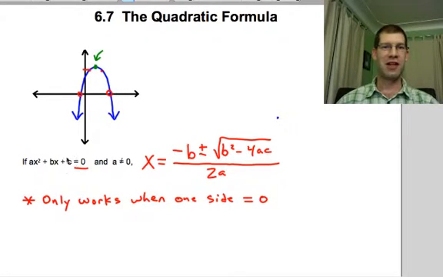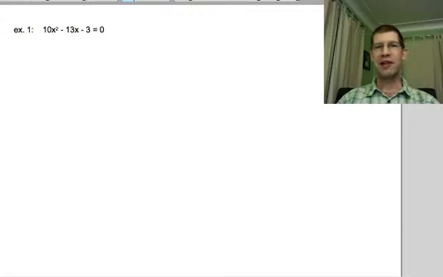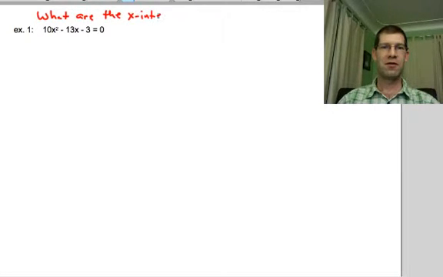And example 2 looks into that a little bit more. So two examples. First one is just a straightforward, here's a parabola in standard form. So example 1, 10x squared minus 13x minus 3. I put the equals 0 there. You could, if you wanted to, say, what are the x-intercepts for this parabola, this equation, something like that.